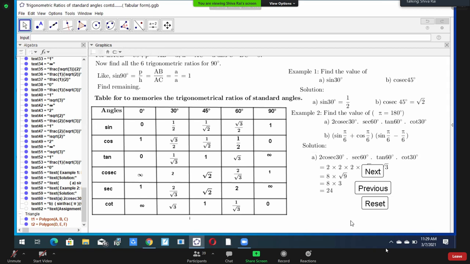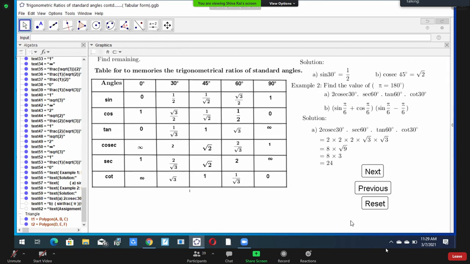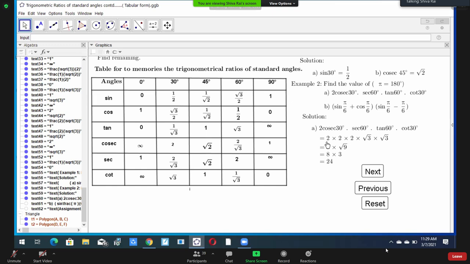Okay, everyone look here. So look, 2 into cosec 30 degree. Before substituting the value, we have to write into. Cosec 30 degree equal to 2. So you look in the table, cosec 30 degree equal to 2, into sec 60 degree also 2, into tan 60 degree equal to root 3, into cot 30 degree also root 3. Now you simplify them. 2 twos are 4, 4 twos are 8, and 3 3 is 9, root 9.